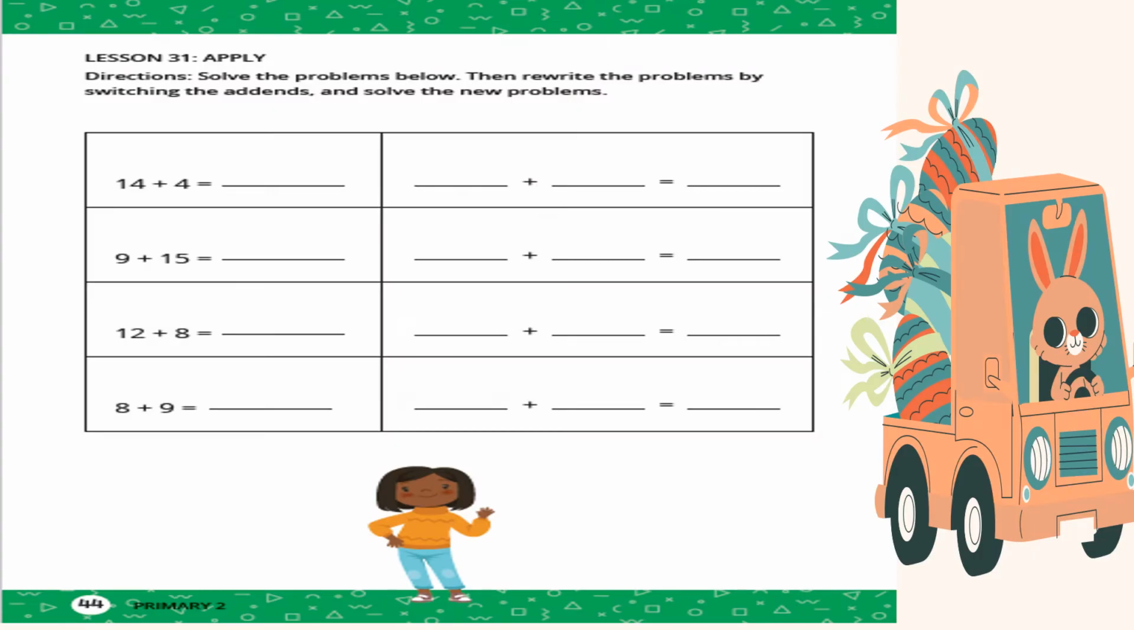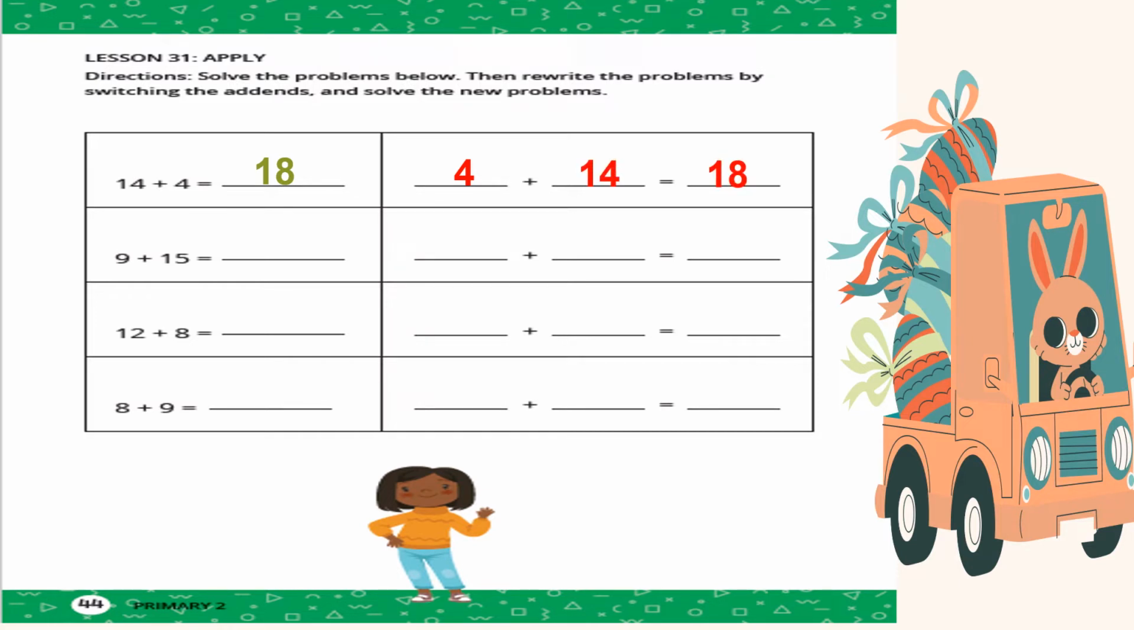Let's move to lesson 31. Solve the problems below. Then rewrite the problems by switching the addends and solve the new problems. Problem number 1, 14 plus 4. After 14: 15, 16, 17, 18. Let's switch our addends. Do you remember our rule? We can switch addends and the sum will not change. So 4 plus 14 equals 18.